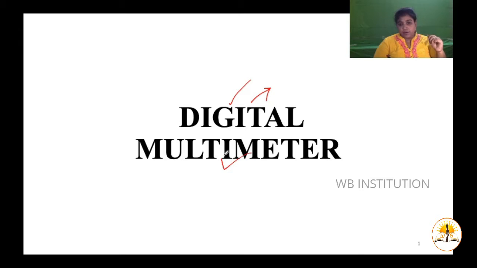We'll be getting a digital display. What about your multimeter? Multimeter means a particular instrument that we are going to use to measure something. But in this measuring instrument, we can use it as a multi-purpose instrument. We can use it to measure your current, your voltage, and your resistance. So this is the general view of your digital multimeter.